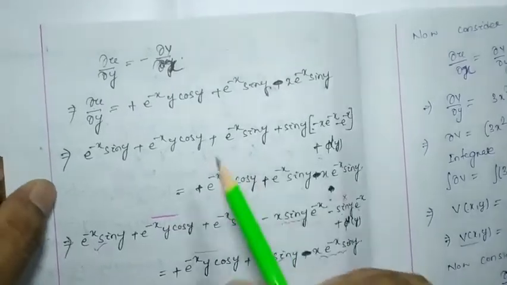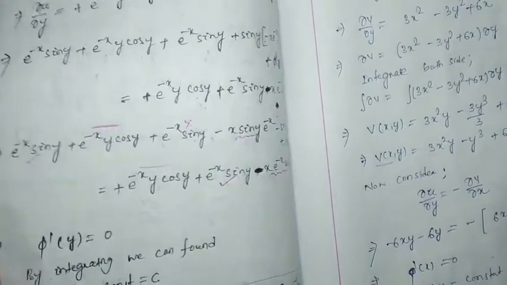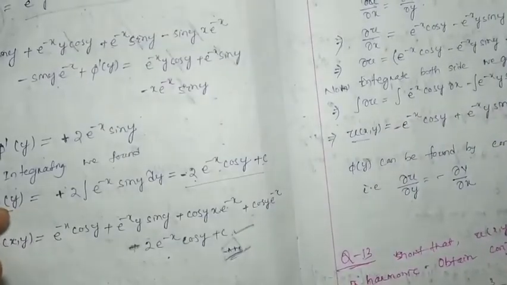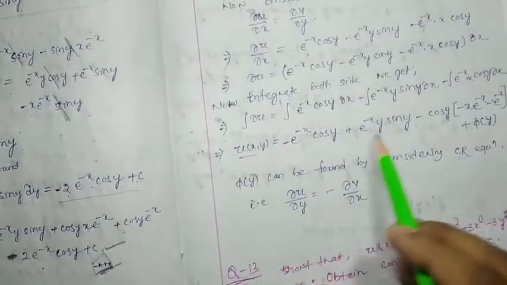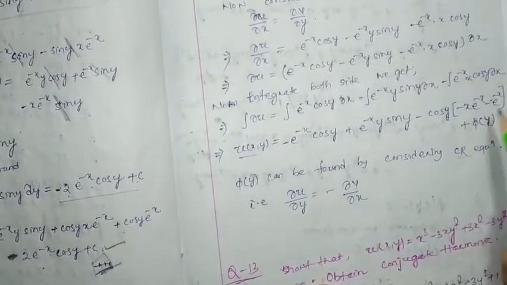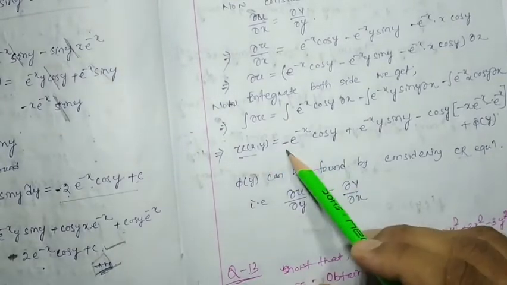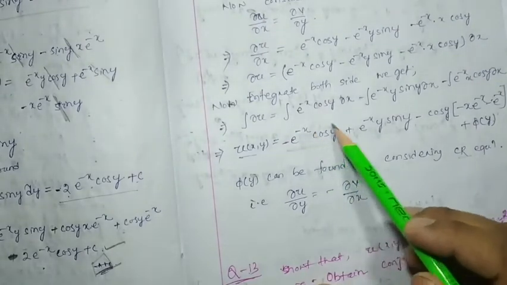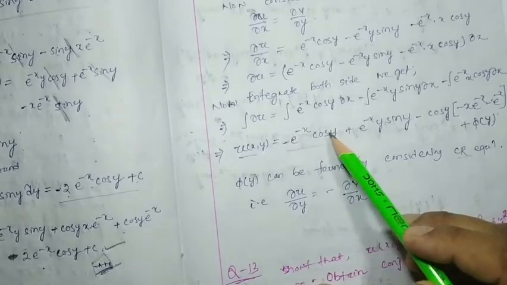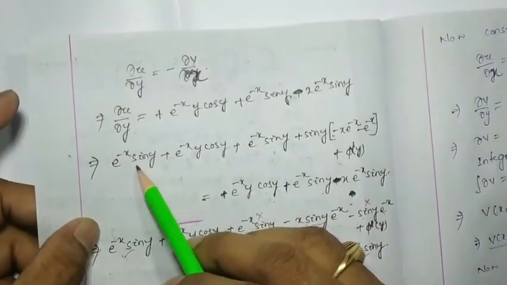Then del u by del y we got here. This is only u of x, y, so del u by del y we are going to find out. In this term, e to the minus x will be constant. The derivative of cos y is minus sin y, so it will be plus e to the minus x sin y. Directly I am doing, you just watch. So e to the minus x sin y.